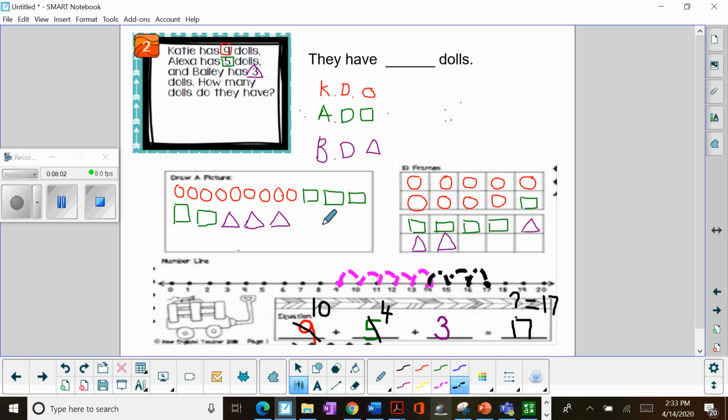So I've gotten 17 here. I should go back to. I've gotten 17 here, I've gotten 17 here, and I've gotten 17 here. So I think that my answer is 17. So I'm going to fill in the blank in my sentence. They have 17 dolls.